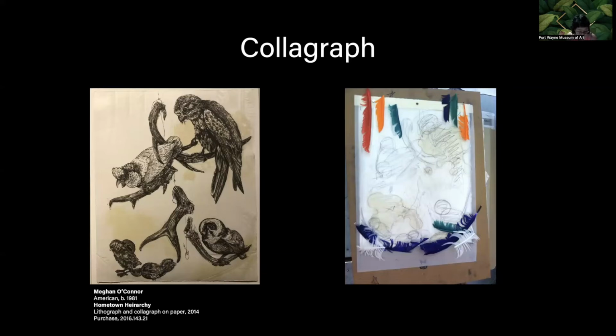This is a work in the collection by Megan O'Connor, who enjoys combining traditional printmaking with experimentation in textures and effects. In Hometown Hierarchy, she uses collograph with lithography. I found a process photo showing how she has positioned feathers along the top of the composition with different types of birds and owls.